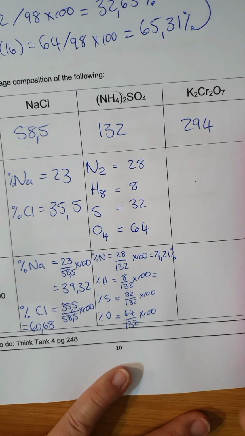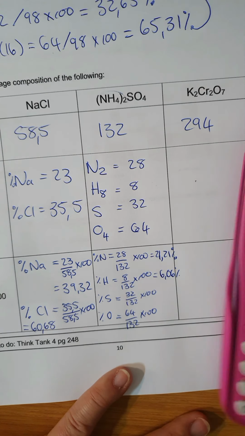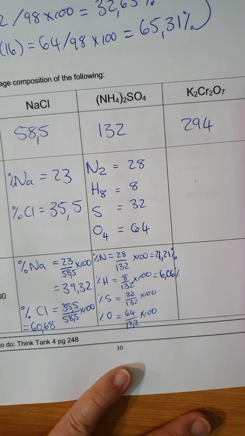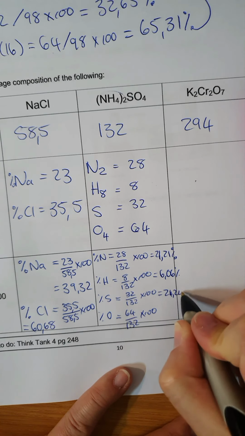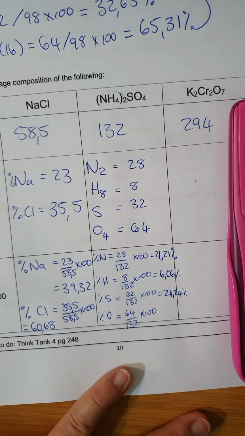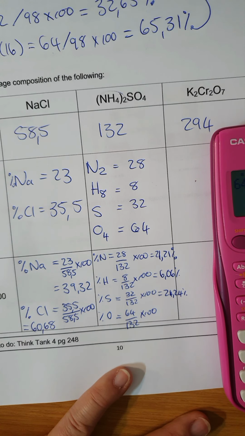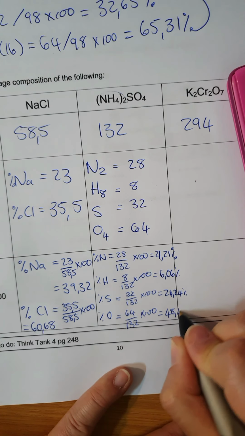21.21%. Okay, 8 divided by 132 times 100 is 6.06. And sulfur, 32 divided by 132 times 100, 24.24. And the last one, 64 divided by 132 times 100. We get 48.48. It's funny how they are all recurring.